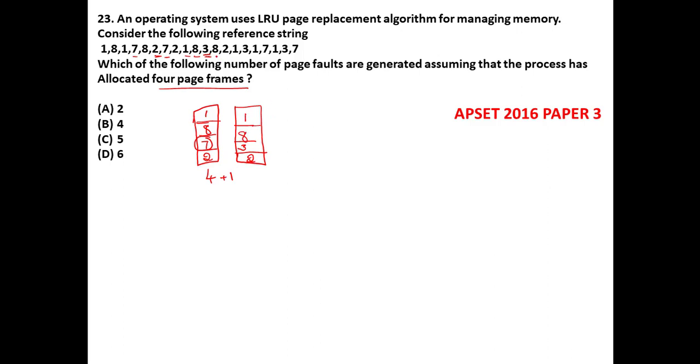Then the next CPU reference is 8, available, no page fault. Next the CPU refers to 2, no page fault because 2 is available. For 1, no page fault. For 3, no page fault. For 1, no page fault. For 7, the page fault will occur.